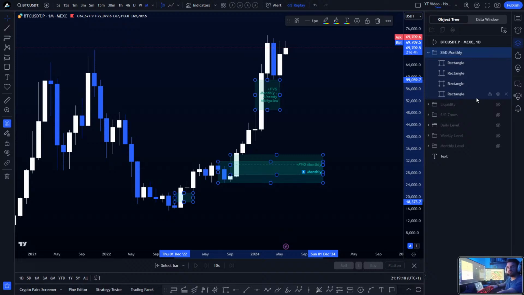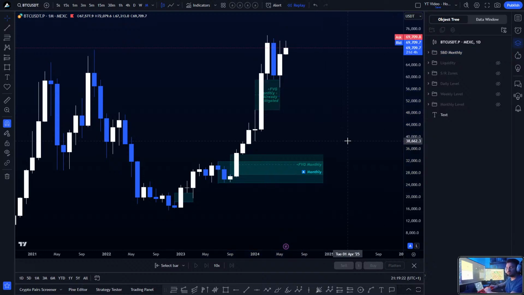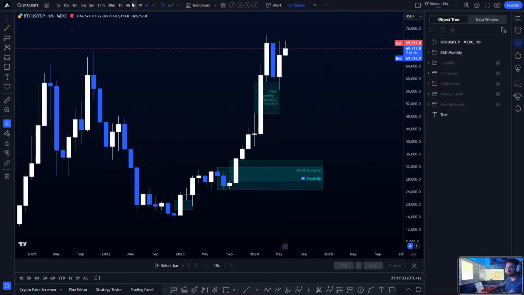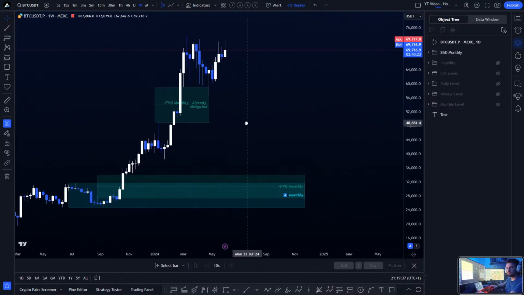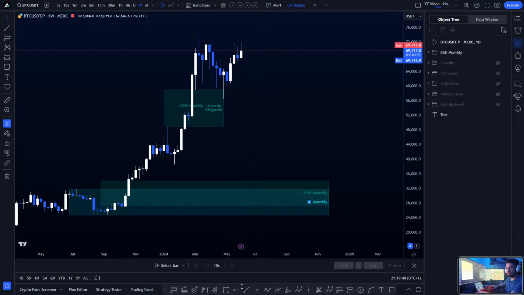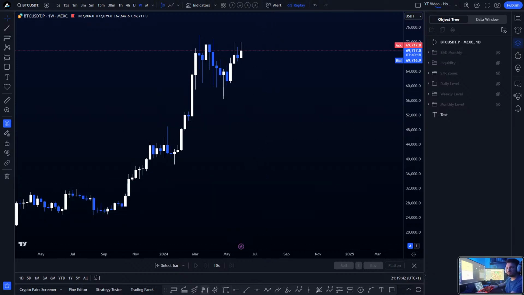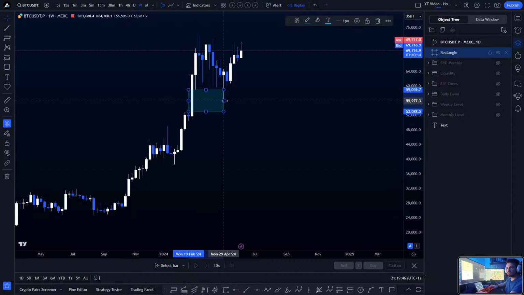Generally, I just do one folder for S and D, supply and demand. But in this case, just to try and make it a little bit more clear, I'm gonna separate them for you guys. So let's change to the weekly. Now on the weekly, we have the same logic. I'm gonna hide these guys now. We have the same logic in regards to the fair value gap of the weekly.